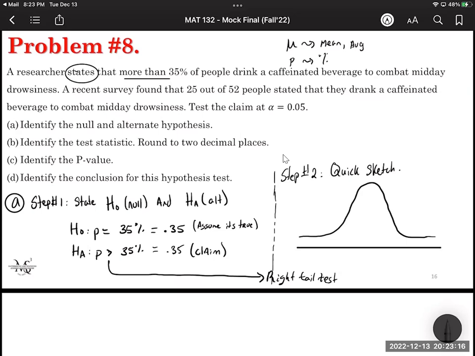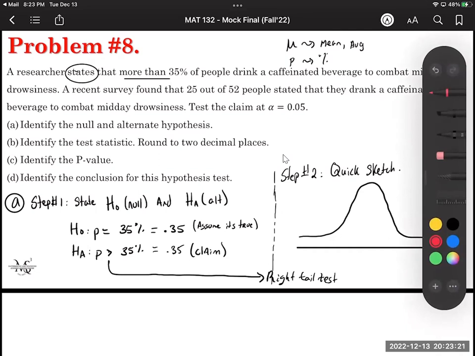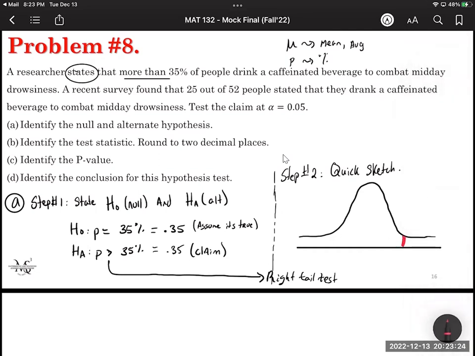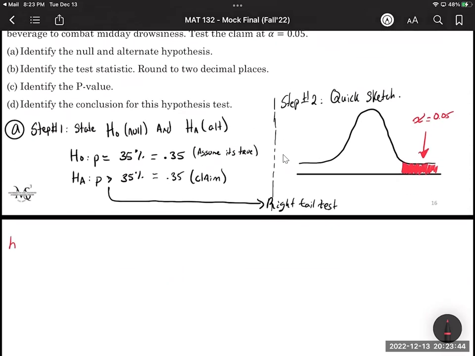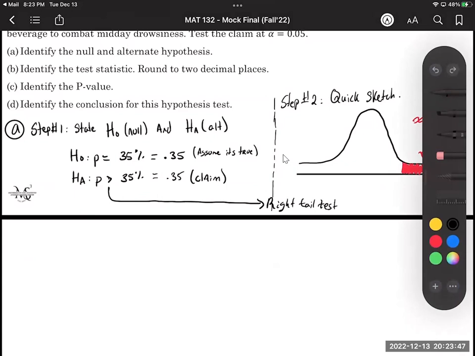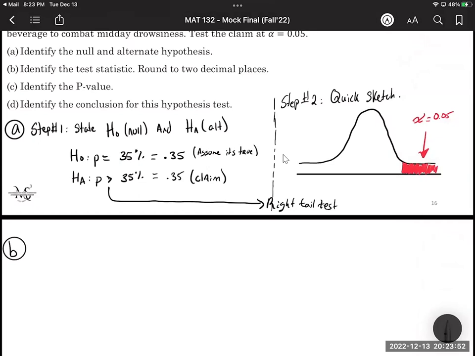And because I have a right tail test, alpha, our significance level, is going to be the area precisely in the right tail. So here, shading this in real quick, this will be your area in the right tail. So alpha is equal to 0.05. This will be helpful when I get to part C and D. You'll see. So let's go back now to part B. Part B states to identify the test statistic and then round it to 2 decimal places.